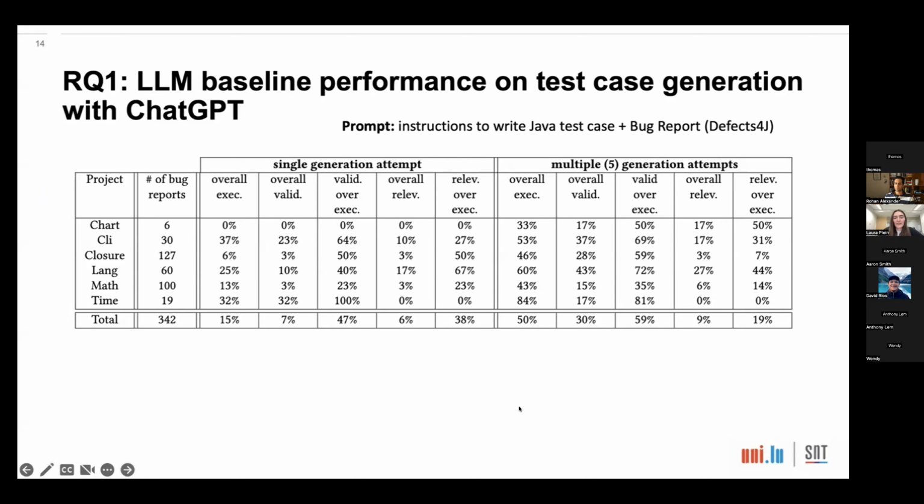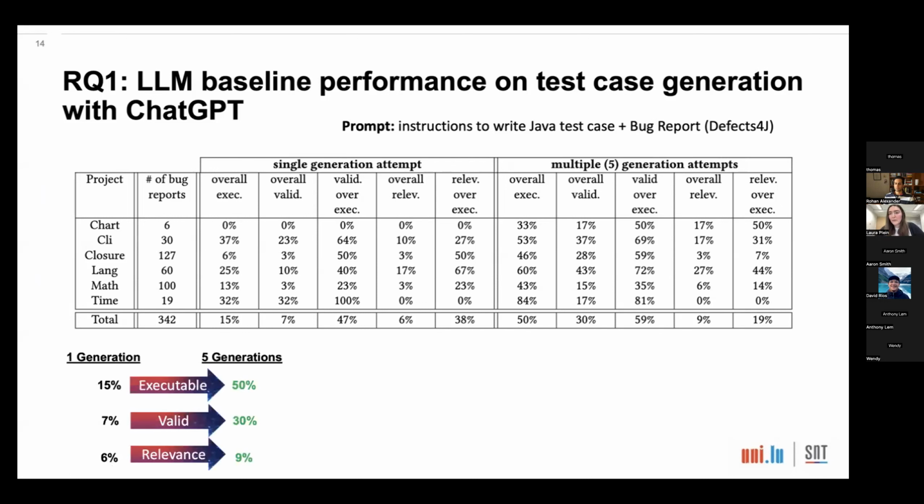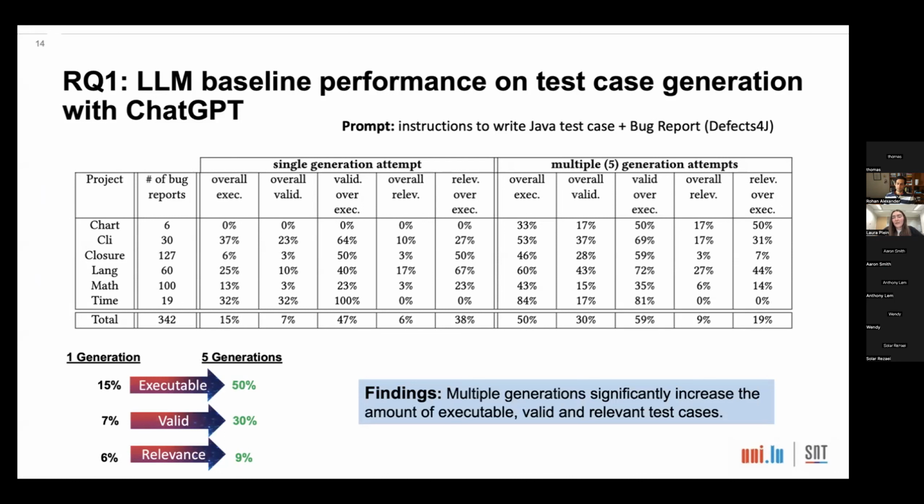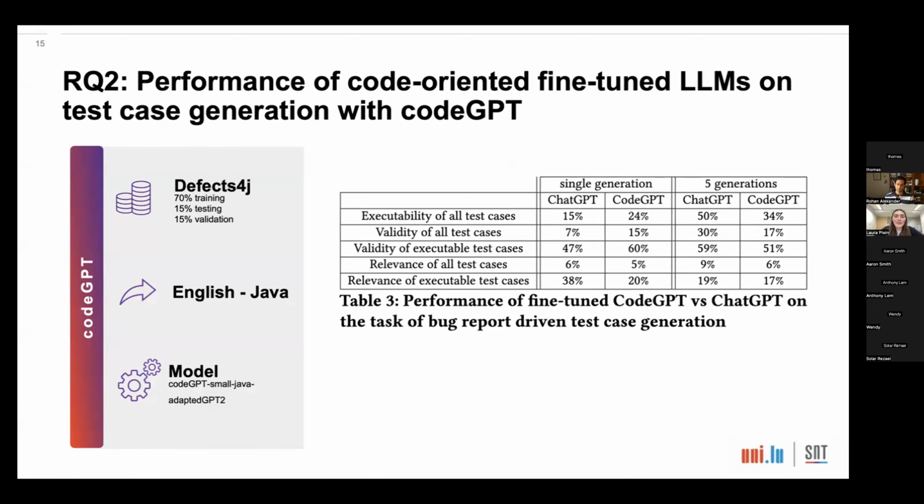And also for validity, we had 30% of valid test cases, meaning that 30% of the test cases were indeed failing on the buggy project. And here we had 9% that were also passing on the fixed version. So in general, having a few more generations can be helpful. But we were already happy to get some test cases generated that were really helpful by simply querying an LLM.